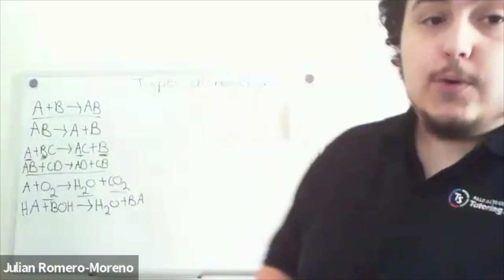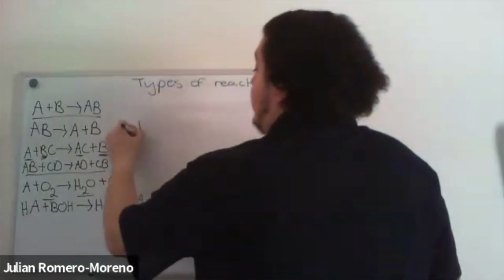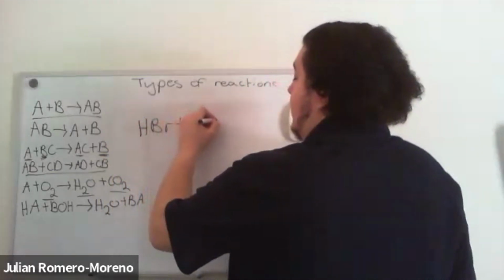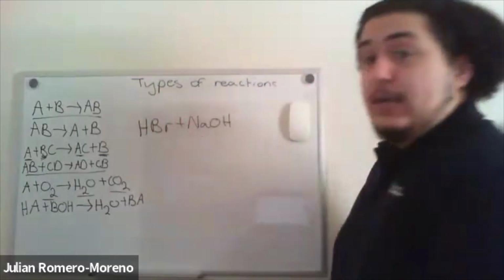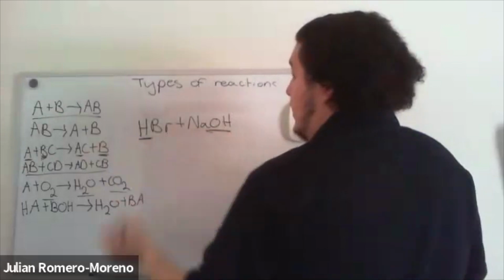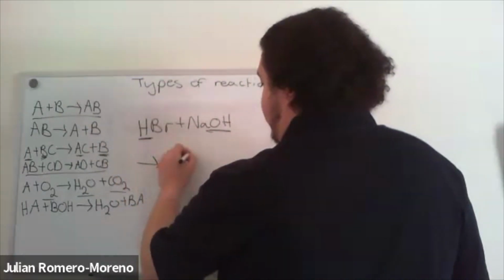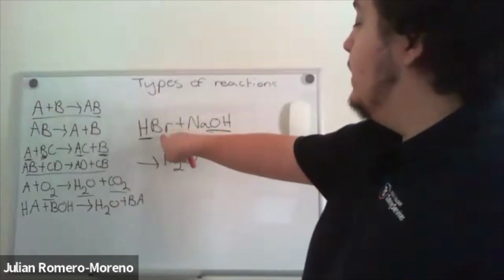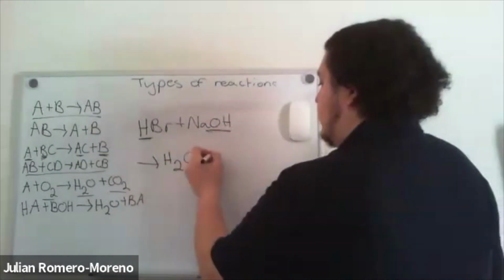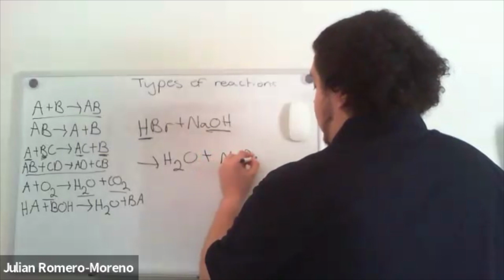Now the last one we're going to go over is acid-base reactions. So we can use something like hydrobromic acid plus sodium hydroxide. What we'll see is they will neutralize. So the hydrogen and the hydroxide will neutralize, just producing water. And then the remnants of the acid and base will come together as a salt. So in this case, it'll be sodium bromide.